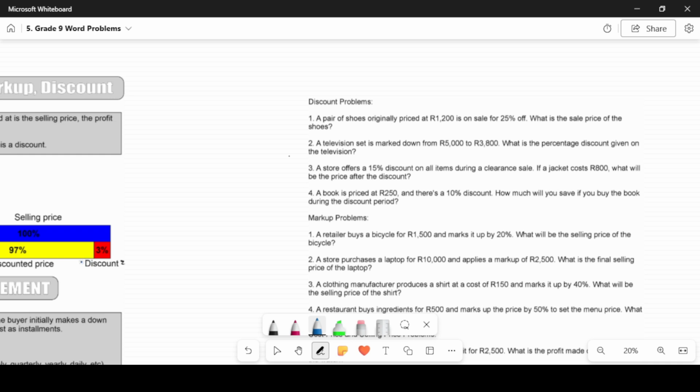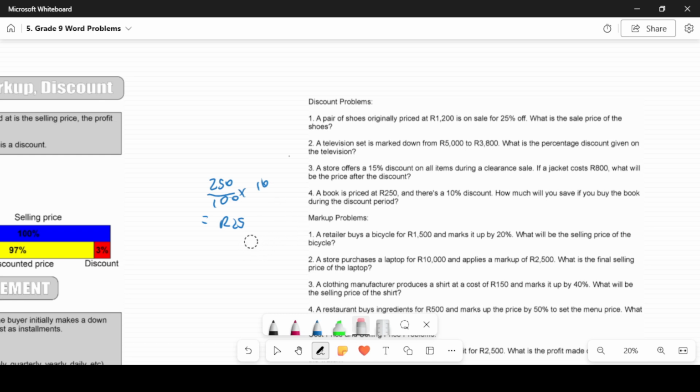So therefore what they're asking you is to find out how much the discount is. They gave you a percentage, but now we're asking in rands what the discount is. So we can say that 250 divided by 100 parts, multiplied by 10, should give you 25 Rand. So 25 Rand is the amount that the business will lose, but you will gain.